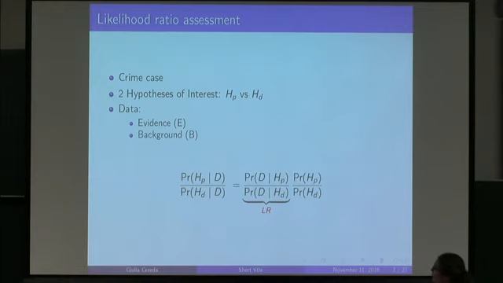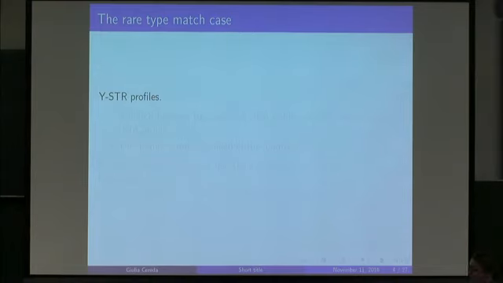Okay, now in this research I want to focus on likelihood ratio assessment for a specific case, that is the rare type match case. In particular, I just want to warn you that many times I will use the word DNA profile. What I mean is a YSTR profile. So I'm focusing on YSTR data. A YSTR profile is a list. For instance, I'm using just 7 loci on the Y chromosome. So it's a list of STR alleles that you observe on 7 specific locations of the Y chromosome.